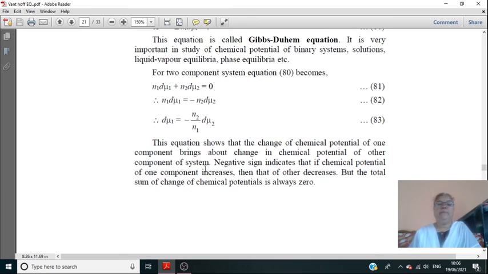This equation shows that the change of chemical potential of one component brings about a change in the chemical potential of the other component of the system. The negative sign indicates that if the chemical potential of one component increases, then that of the other decreases, but the total sum of the change of chemical potential is always 0.